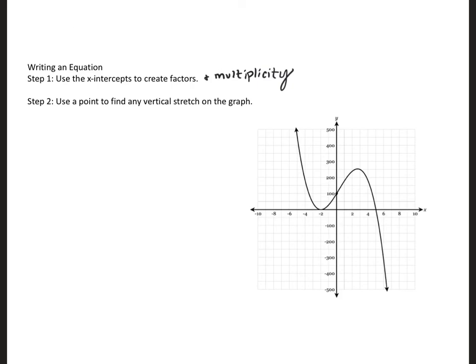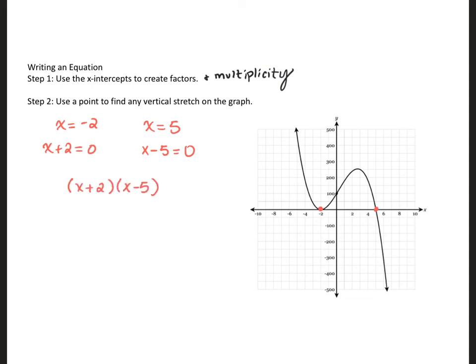So step 1, we want to find our x-intercepts, and we're going to use these to create factors. I see 2 x-intercepts on this graph that I have provided. I have a -2 and I have a +5. To create my factors, you can think about this as working backwards. I know that my x-intercept is at -2, and I know that my x-intercept is at +5. I want to get 0 on one side, so you can just think about adding 2 to both sides and subtracting 5 from both sides. So these are my factors.